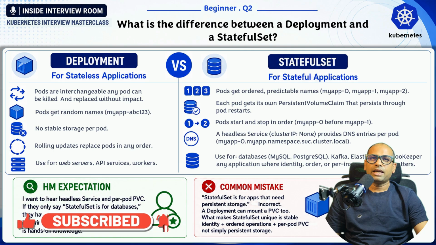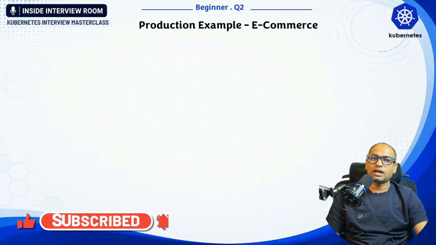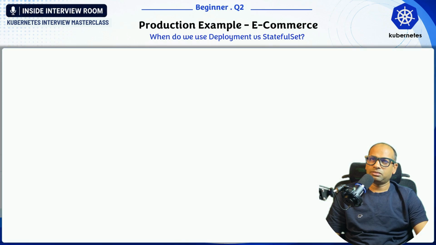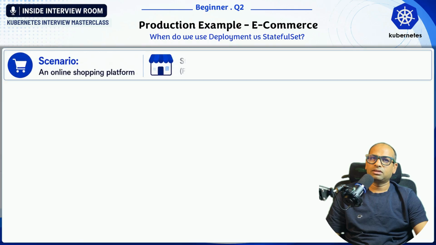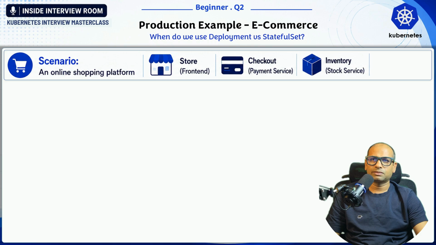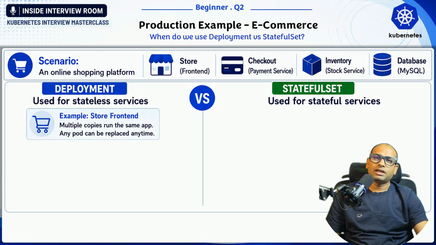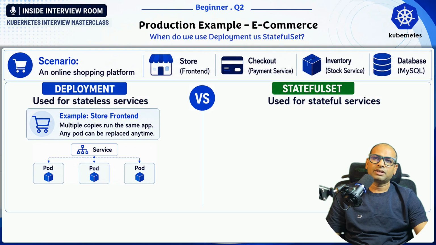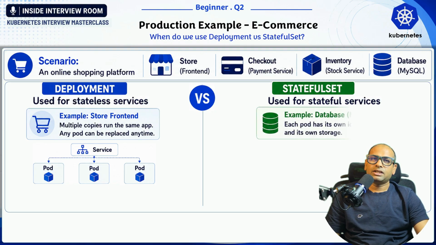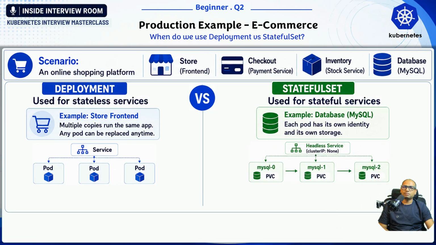Let's see it by a real production scenario, e-commerce. Same scenario where you have store front end, checkout, payment service, inventory stock service, and your database. So what can be the deployment? What can be the stateful set? For example, your front end service, multiple copies run the same app, any pod can be replaced anytime. In case of stateful sets, for example, it can be run for the database MySQL.